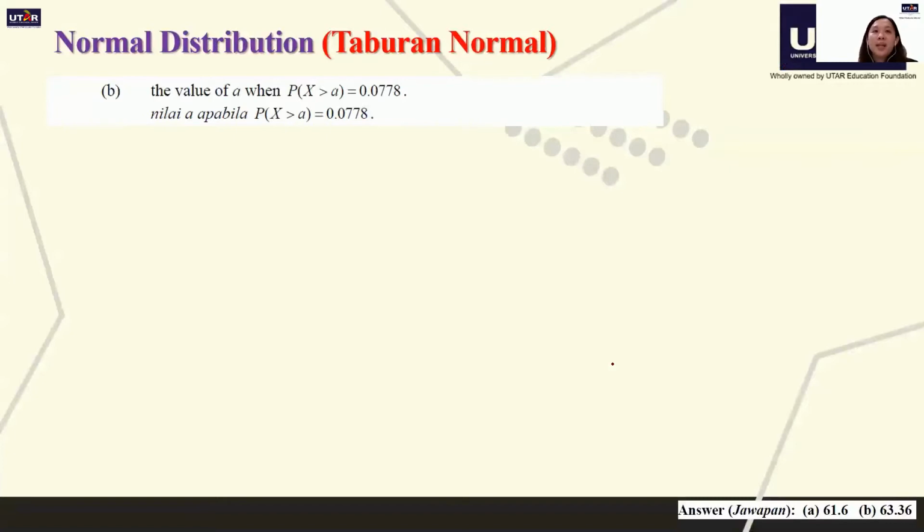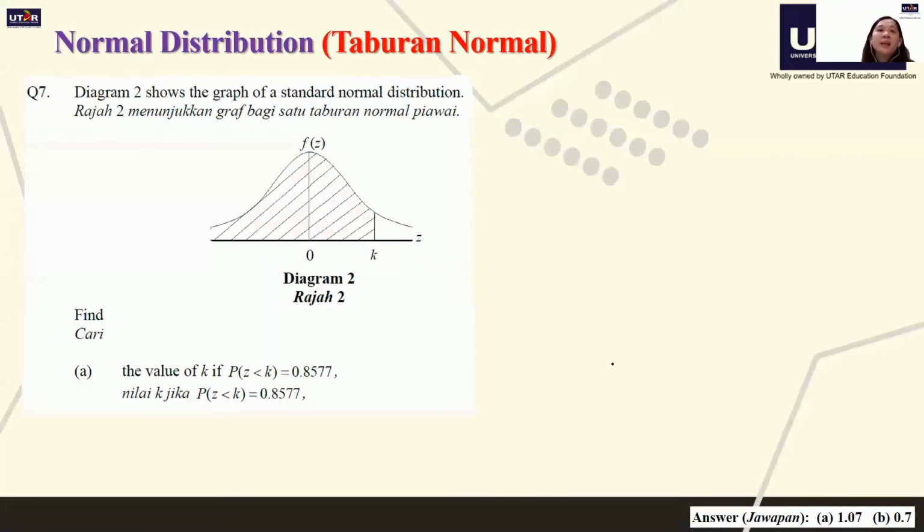Now we go to the next one. This one we have done. We go to question 7. In question 7, the question tells us this is the graph for f(z), already in terms of Z. And they say this arrow shows the direction of the area. Where is your area? It's at the left-hand side. Pointing to the left means your area is at the left-hand side here.